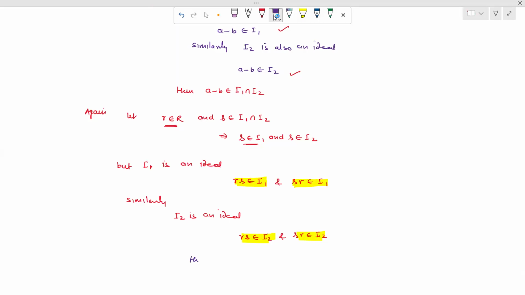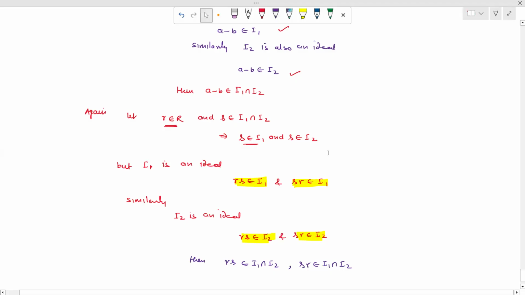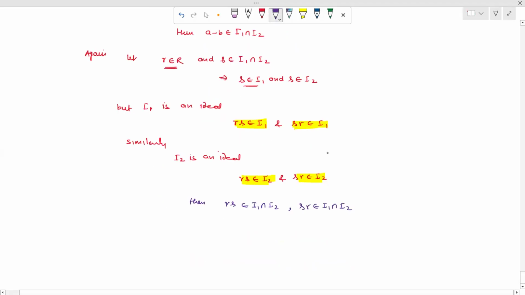So then rs belongs to I1 intersection I2, and similarly sr also belongs to I1 intersection I2. So rs and sr belong to I1 intersection I2. So hence, we can say that I1 intersection I2 is an ideal.